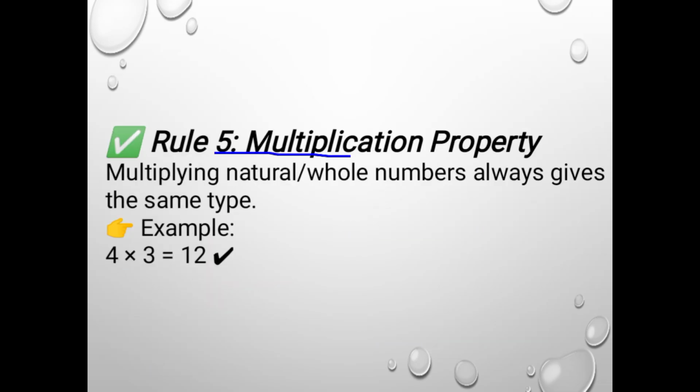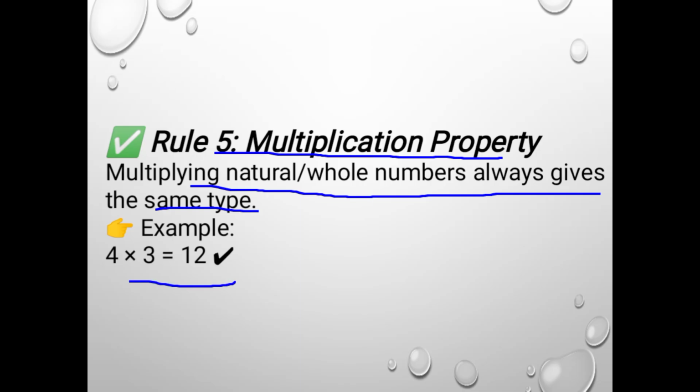Rule number 5, multiplication property. Multiplying natural or whole numbers always gives the same type. Example, 4 multiplied by 3 is equal to 12.